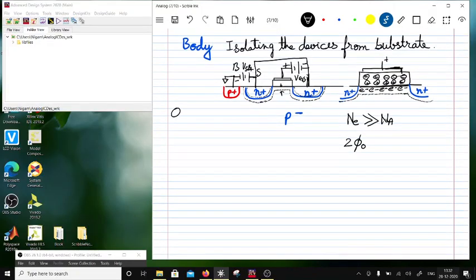Now if you remember, the built-in potential is kT over Q ln of Na Nd over Ni square. So basically Nd and Ni cancel out, and you will have Na over Ni in this case. So when this potential is more than this, plus it's more than the semiconductor-metal work function.